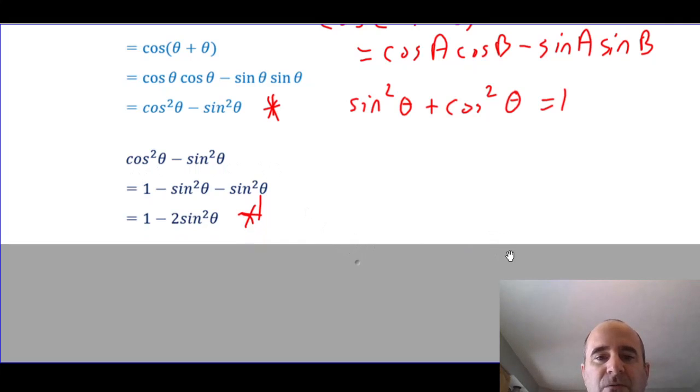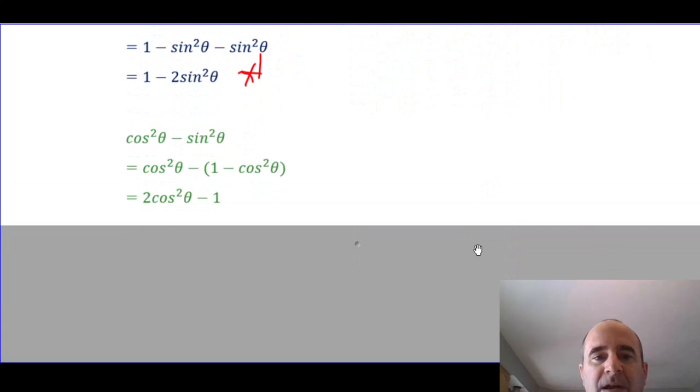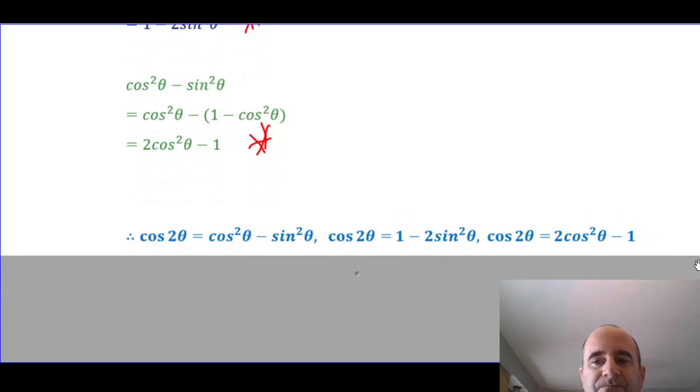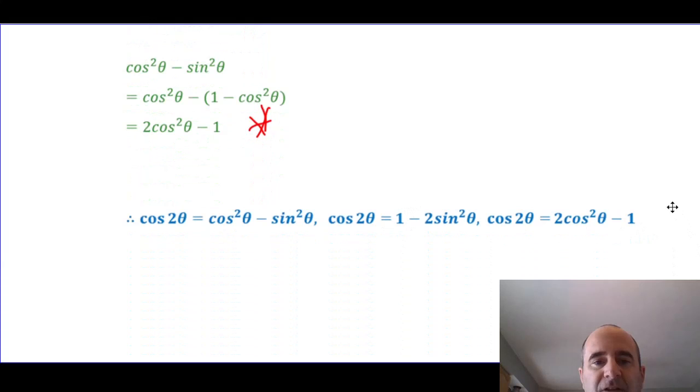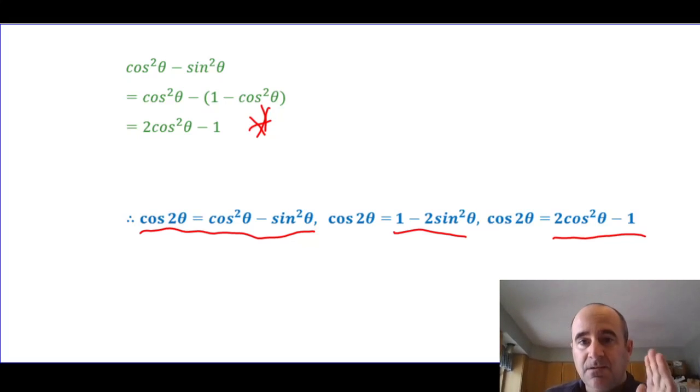So we get yet another formula. If we replace sine squared theta with 1 minus cos squared theta, we get 2 cos squared theta minus 1 for our third double angle identity for cosine. So our conclusion here is that there are actually 3 different double angle identities for cosine: cos squared theta minus sine squared theta, 1 minus 2 sine squared theta, or 2 cos squared theta minus 1. They really are all the same identity, just rearranged differently.